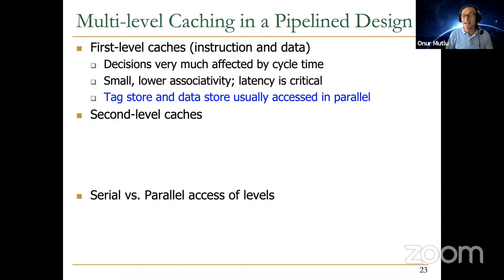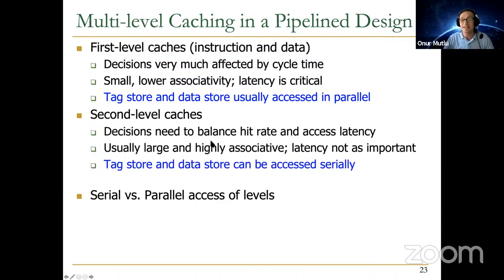Second level cache, on the other hand, you have more freedom. You have more time, or third level cache, you have even more time because the processor is waiting anyway. Maybe it can wait a little bit longer so that you can actually optimize something else, right? So basically, in second level cache, decisions need to balance hit rate and access latency. You're not as much affected by the cycle time of the processor because you're not as tightly integrated into the pipeline. As a result, these caches are usually large and highly associative, and latency is not as important.